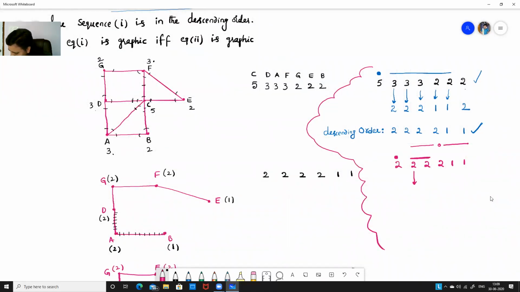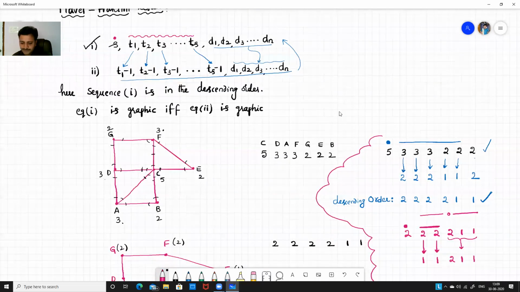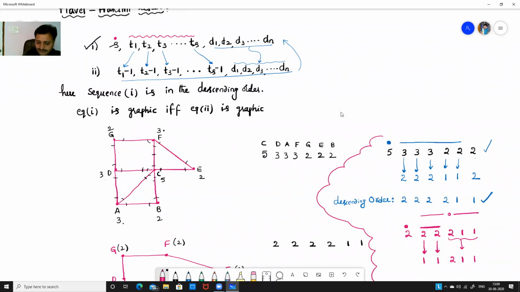Now 2 minus 1 equals 1. 2 minus 1 equals 1. The remaining we can write as it is, that is 2, 1, 1 like this. That is the actual meaning of the Havel-Hakimi result. See here, if I take S, from the first S vertices degrees we have to subtract 1, 1, 1, 1. The remaining we have written as it is, right? Here also I did the same thing.